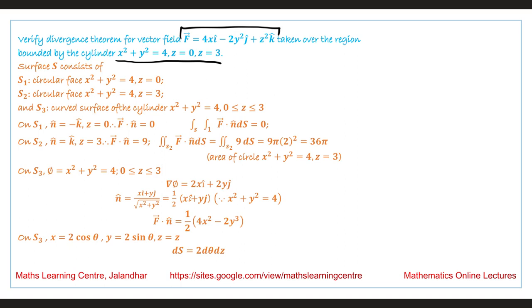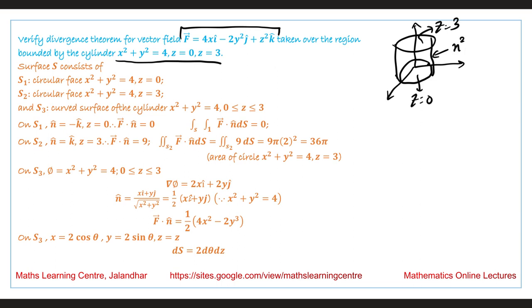So if we talk about this cylinder, this is the cylinder we have, and it is bounded by z is equal to 0 and z is equal to 3. So this is the plane z is equal to 0, this is the plane z is equal to 3, and the cylinder equation is x square plus y square is equal to 4.